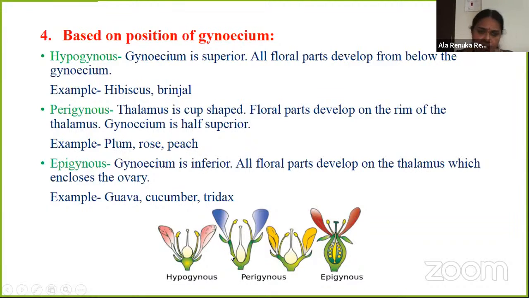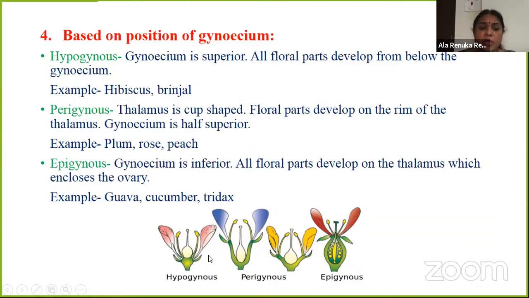Both are the same. So in the perigynous condition, the thalamus is cup-shaped. Floral parts will develop on the rim of the thalamus. On this rim of the thalamus, the level of the gynoecium and the floral parts will be more or less the same. So it is the perigynous condition. We see them in plum, rose, peach, etc.